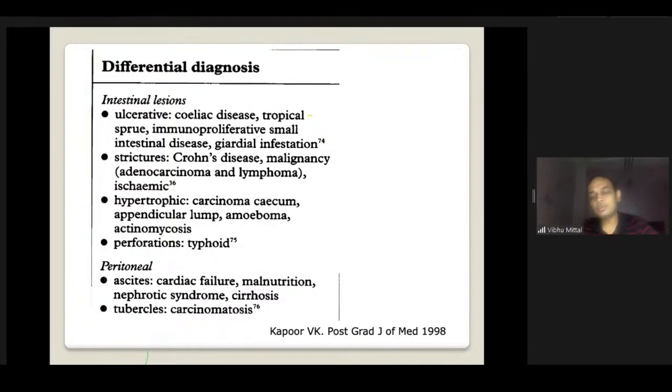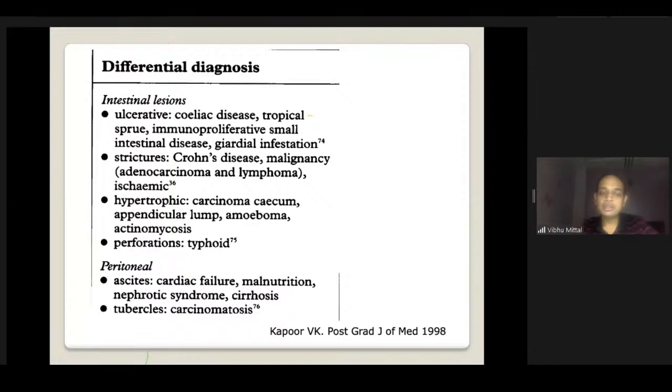This is a table which I had taken from Dr. Poo's paper, 1998, where he has talked about potential diagnosis based on the location as well as the pathology. So intestinal lesions, ulcerative, would present more like diarrhea and malabsorption. So the differential would be celiac disease, tropical sprue, immunoproliferative small intestinal disease, giardia, etc. For strictures, Crohn's and malignancy. For strictures, yes, adenocarcinoma and lymphoma are a differential. In individuals who are elderly or have significant CAD, ischemia would also be a differential here. For hypertrophic kind of disease, carcinoma cecum, appendicular lump, amoeboma, actinomycosis, etc. For perforations, typhoid is always there.